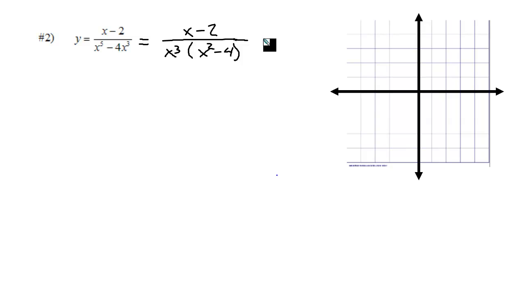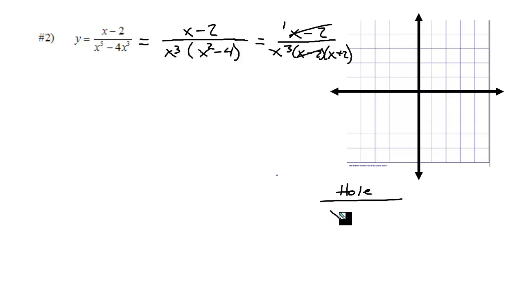X squared minus 4 is a difference of 2 squares. Difference of 2 squares factors into an x minus 2 and an x plus 2. The x minus 2's cancel. When I say cancel, it means you divide one by the other. Something divided by itself leaves you with a 1 in the numerator. As soon as you cross things off, it means there's a hole in the graph. Take whatever you crossed off, set it equal to 0, and solve it. So there's a hole at 2 something.